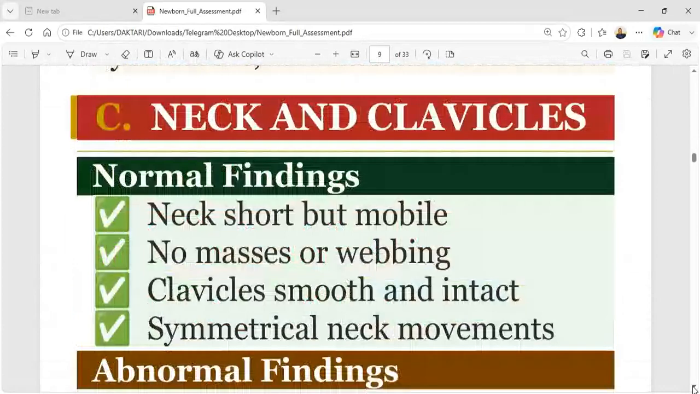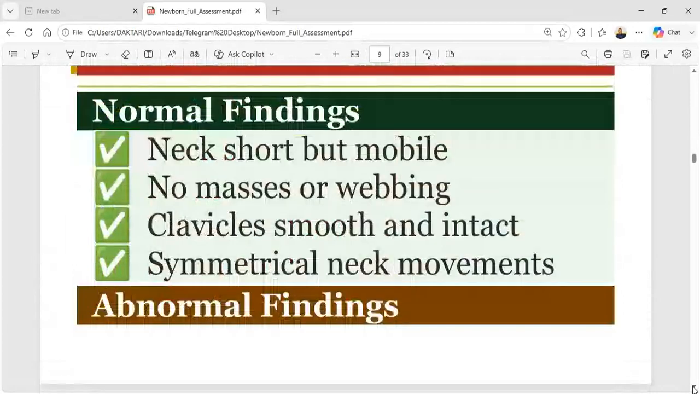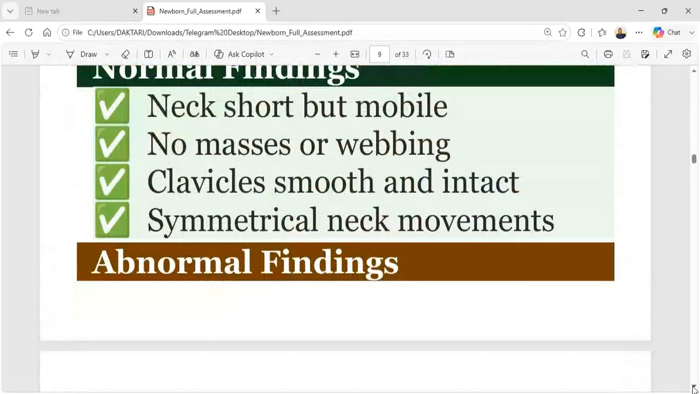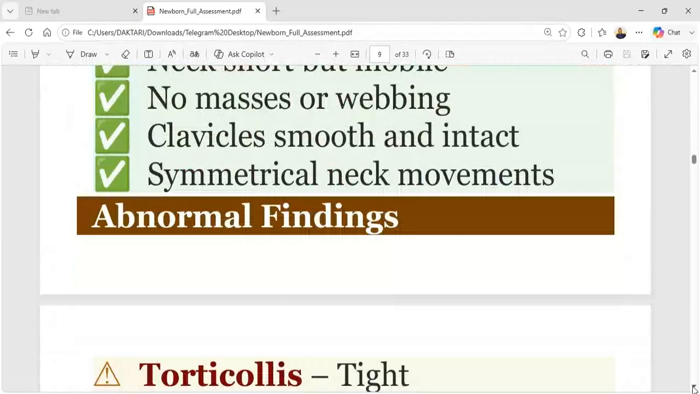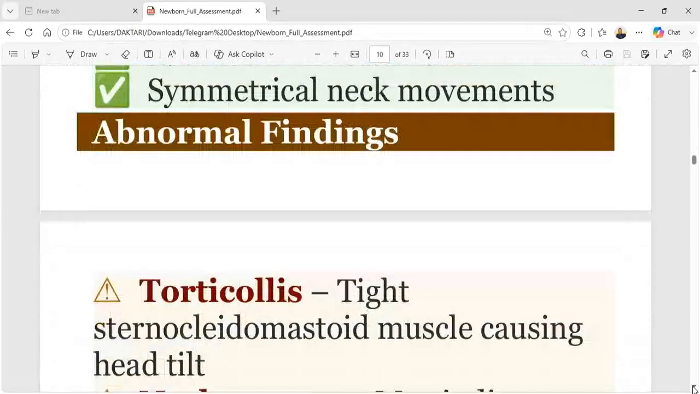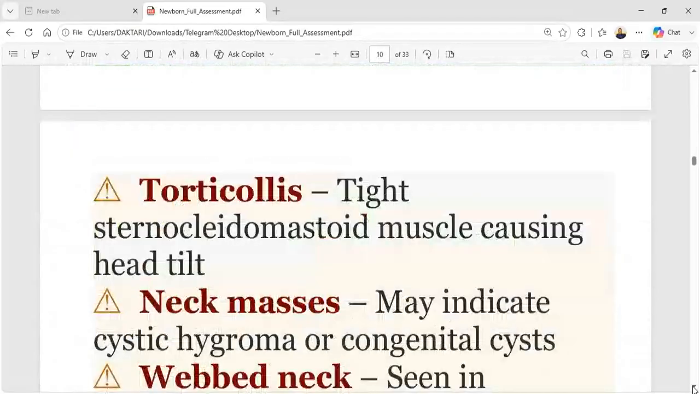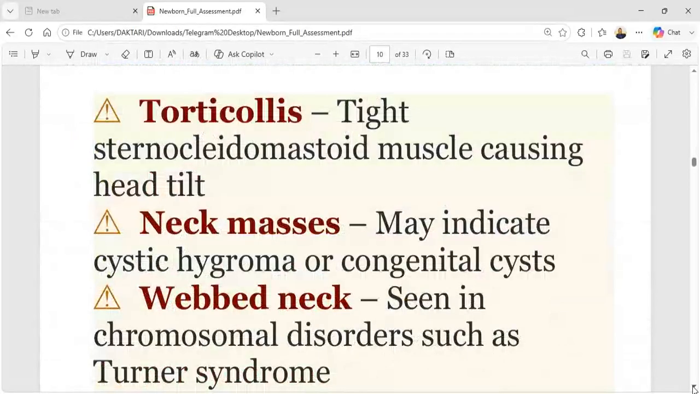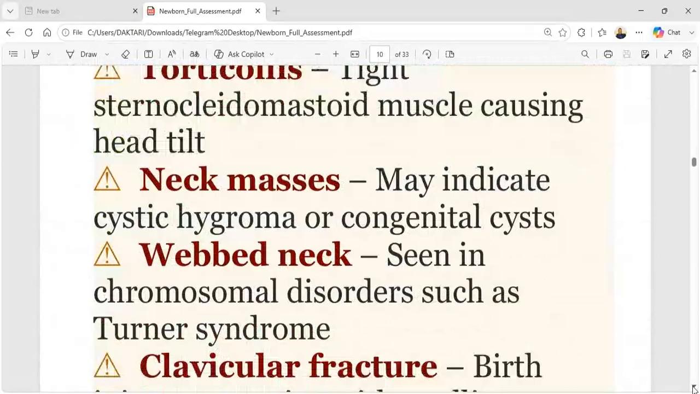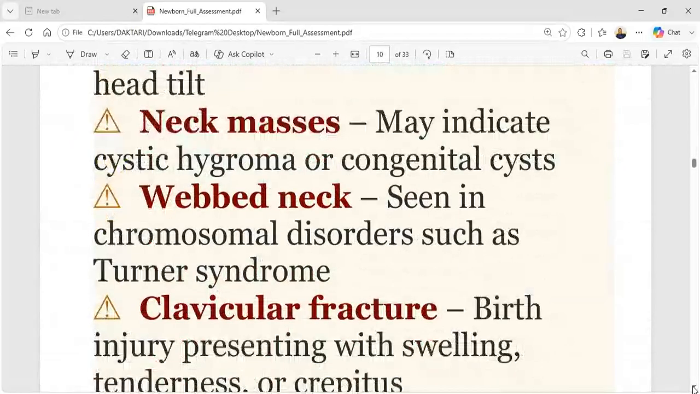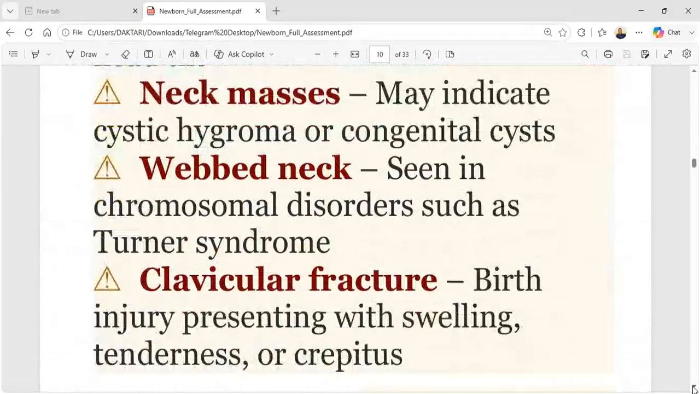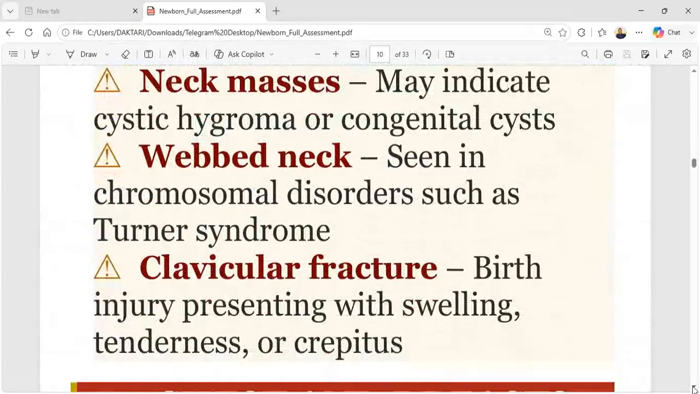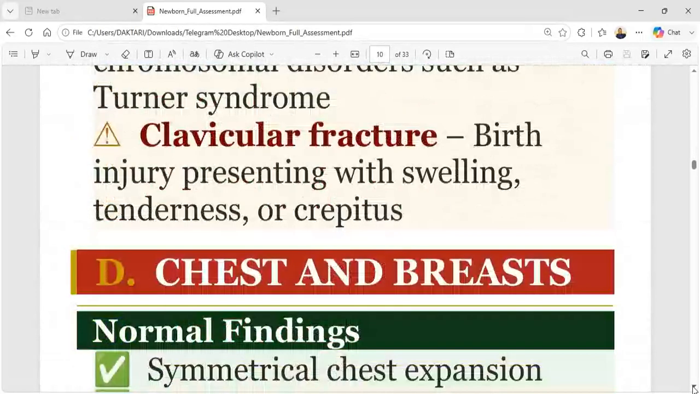So when you check on the neck and the clavicle region, normal findings: the neck should be short but mobile, no masses or webbing, clavicle smooth and intact, symmetrical neck movement. Abnormal findings: torticollis, which is a tight sternocleidomastoid muscle causing head tilt. Neck masses may indicate cystic hygroma or congenital cyst. Webbed neck, seen in chromosomal disorders such as Turner syndrome, and clavicular fracture, a birth injury, presents with swelling.